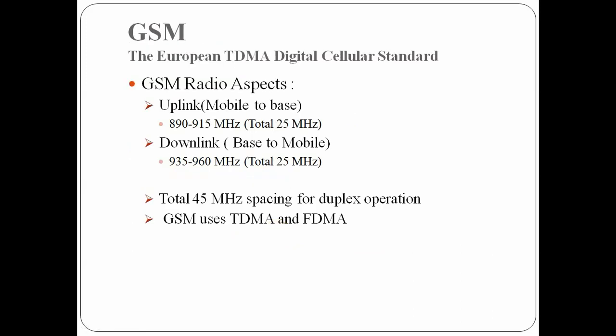These are some GSM radio aspects for the uplink and downlink. Mobile to base, that is total 25 MHz from 890 to 915 MHz, that is the 25 MHz. Downlink also 25, from 935 to 960, total 45 MHz spacing for duplex operation. And GSM uses TDMA and FDMA. These are related to GSM architectures and functional architecture of GSM. Thank you.